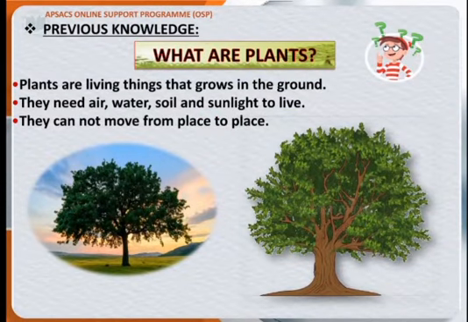Previous knowledge. What are plants? Students, you have learned about plants in your previous class. So basically plants are living things that grow in the ground. They need air, water, soil and sunlight to live and to grow. Plants cannot move from place to place.